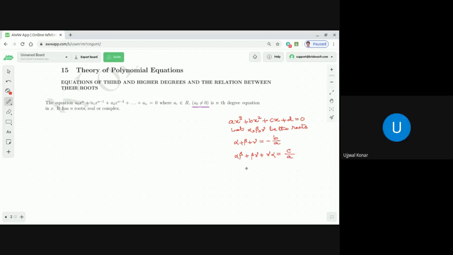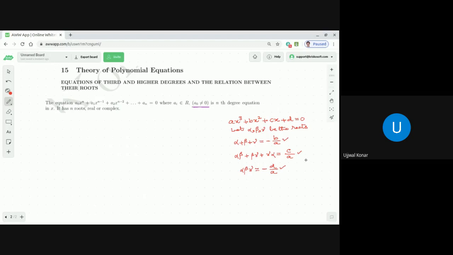And then we take 3 at a time, that is alpha into beta into gamma. That should be equal to, dear students, minus of constant term divided by the coefficient of x cube, that is a. Why I wrote like this thing? Look for a pattern. First it is minus, then plus, then minus.